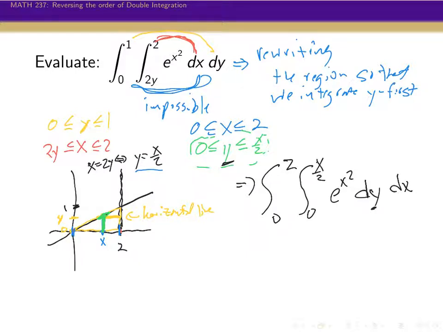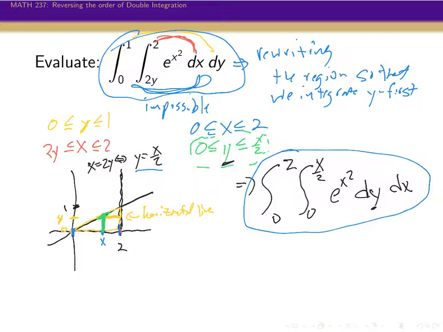Okay. So these two integrals are exactly the same, and our hope is the first one, the one originally given to us, was impossible to do, and that now we can do this second integral. So let's do this out.